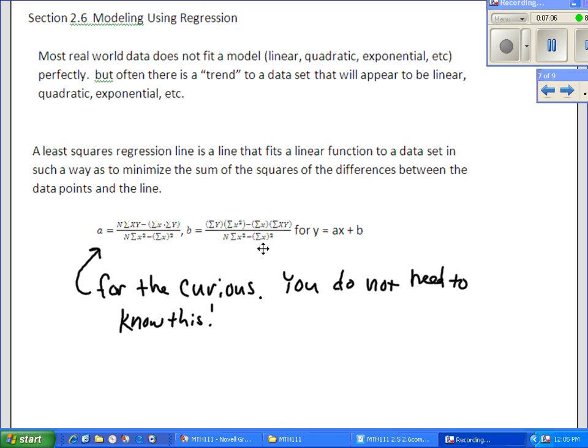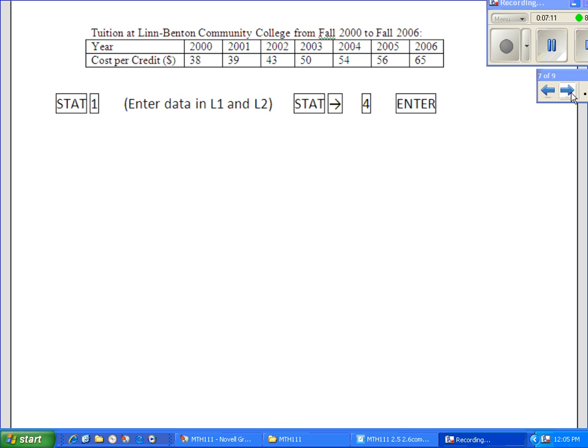So if you're interested, here are the formulas. You don't need to know this. And here's the data and what I did on the calculator. And if you check on the activity that we're doing for this first paper, this is what I used for the activity report in the rough draft that I gave you for an example.